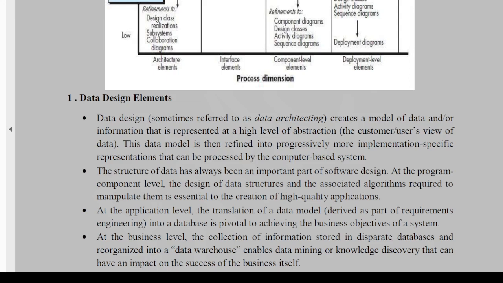The data design elements, sometimes referred to as data architecting, create a model of data and information that is represented at a high level of abstraction. And this data model is then refined into progressively more implementation specific representations that can be processed by the computer-based system. And the structure of data has always been an important part of software design. At the program component level, the design of data structures and the associated algorithms required to manipulate them is essential to the creation of a high quality application.